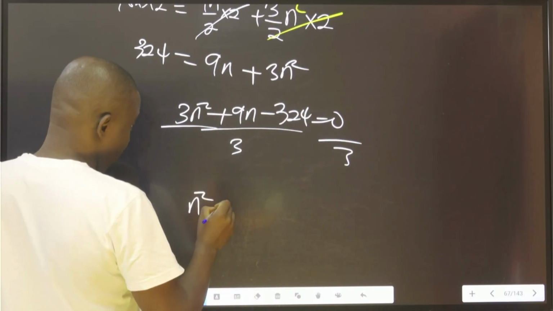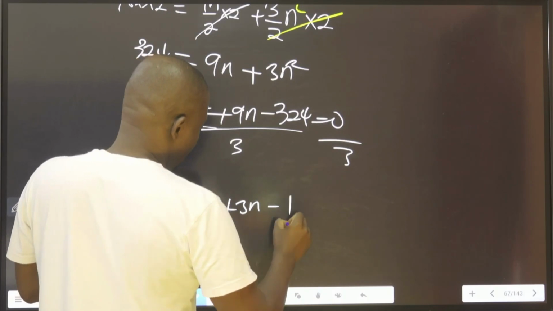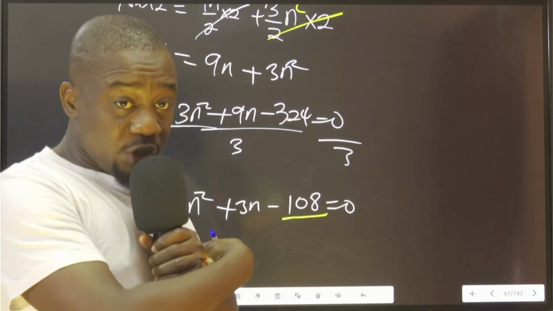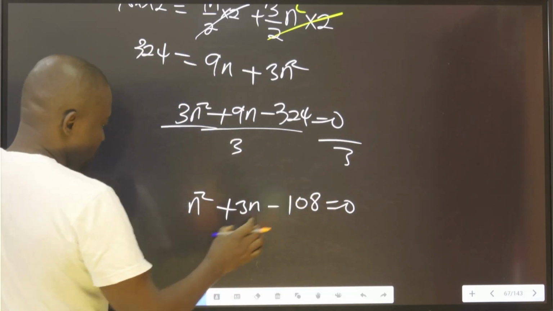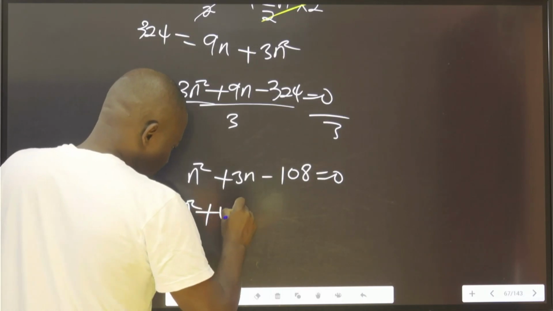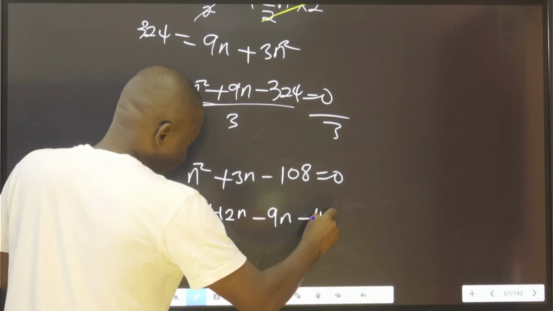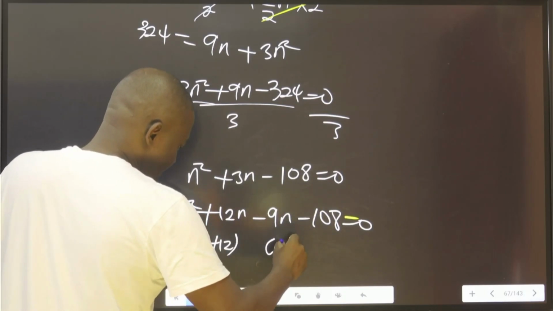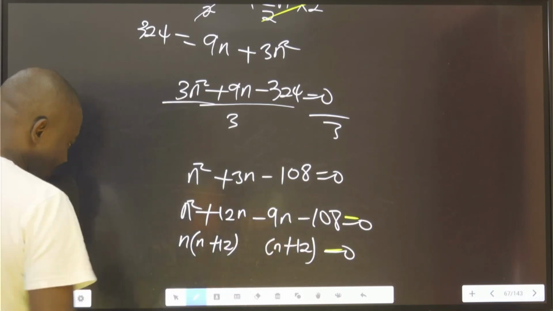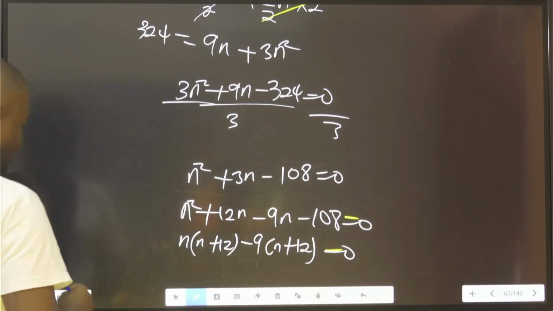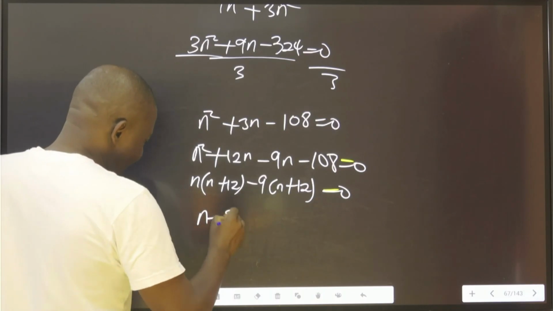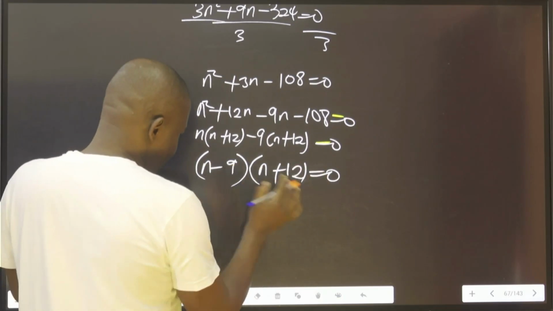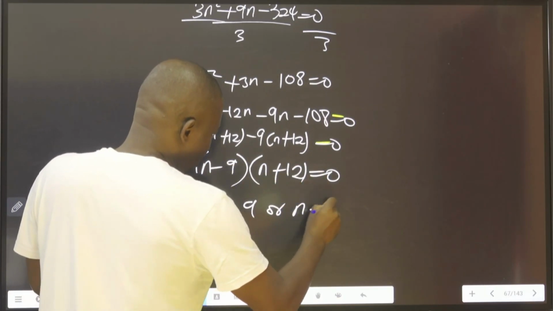This will give us n squared plus 3n minus 108 equals 0. If you want to solve this quadratic equation, you can use 12 and 9. So you can see in this place, 12 and 9. Here, n. Then to have this now, you're going to put minus 9 here, which is n minus 9, n plus 12 equals 0. You agree with me, this is n equals 9 or n equals minus 12.